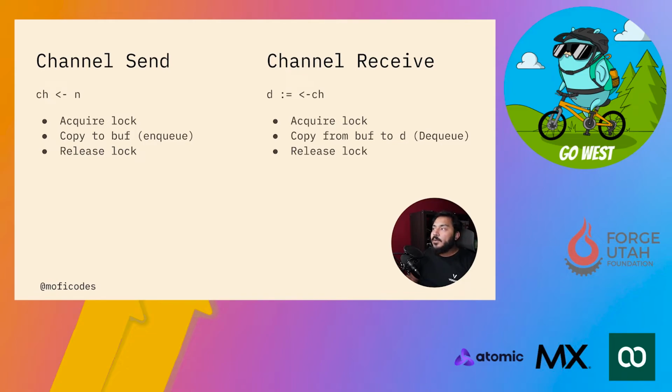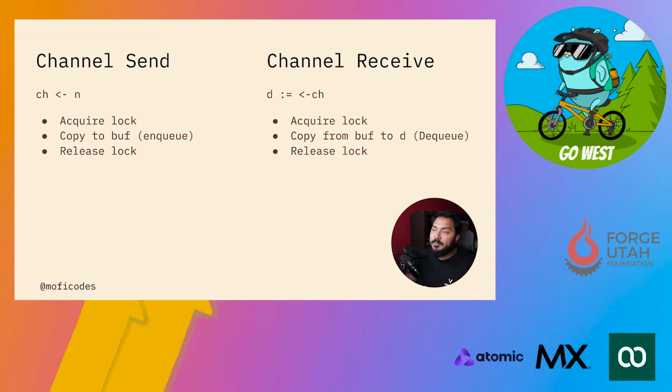So when you are sending to a channel and receiving on the other end, let's say two goroutines are running at the same time, these are the two things that need to happen. In this example, we're talking about buffered channels, but the same is applicable to unbuffered channels as well. When you're trying to send something to a channel, you acquire the lock, the mutex, because you are touching the buffer, you copy the data to the buffer, so enqueue the data, and finally release the lock. When you're trying to receive something from the channel, on the other hand, you do the same thing: acquire the lock, copy from the buffer to the value, dequeue, and then finally release the lock. So these two things happen. That's how we get channel send and channel receive.